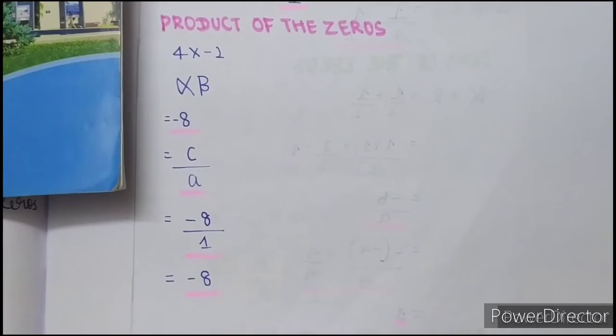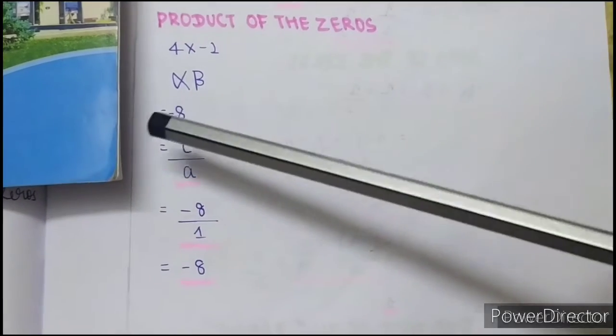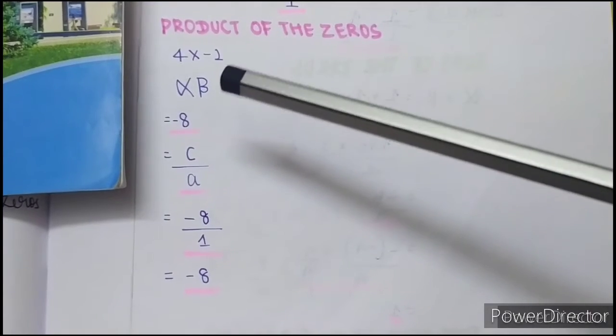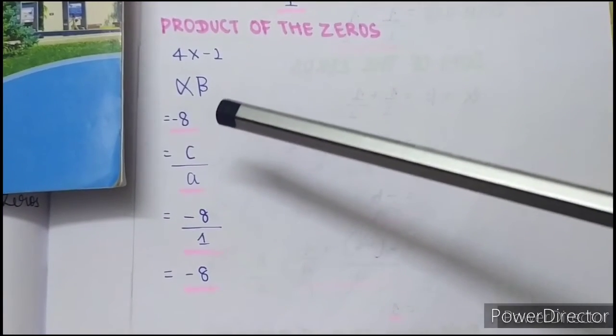So next, product of the zeros. The formula is alpha beta is equal to c by a. Here alpha and beta are 4 and minus 2. So 4 into minus 2 is equal to minus 8. We need to verify whether it is equal to c by a.